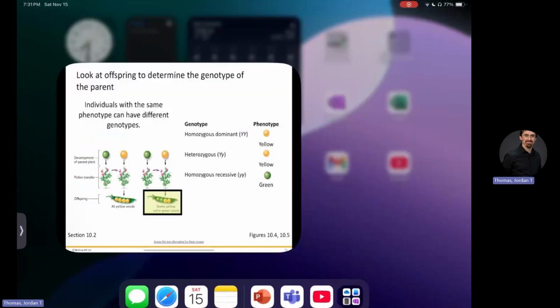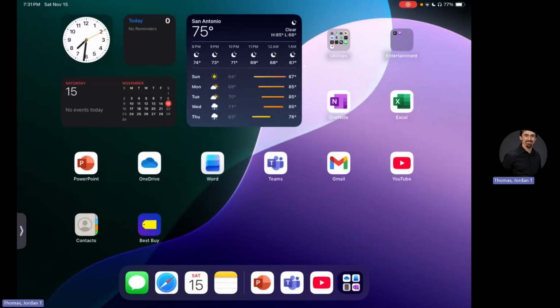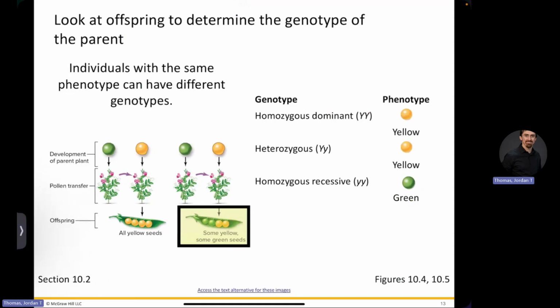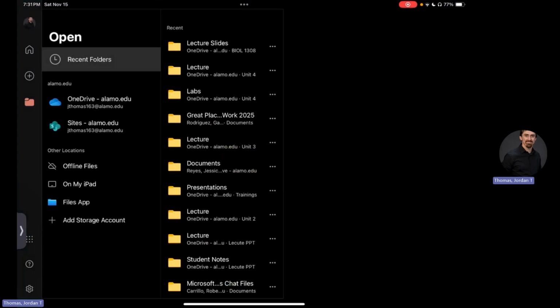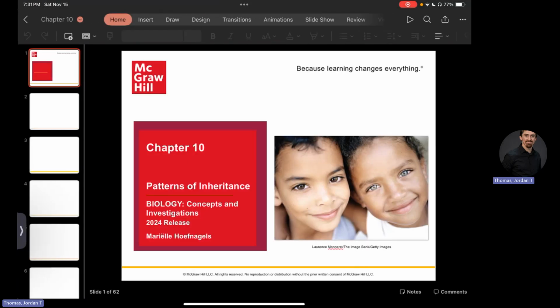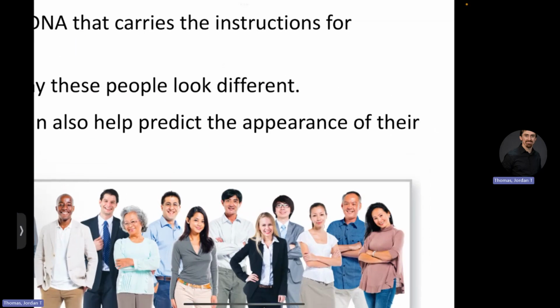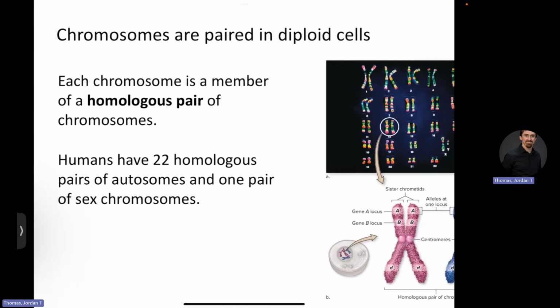My app is not working. Let me try to get out. So knowing that, make sure you know what the genotype and phenotype is. Let me restart the app real quick. With that knowledge, we're gonna start looking into why sometimes you get mixed offspring. Let me get back to where we were.